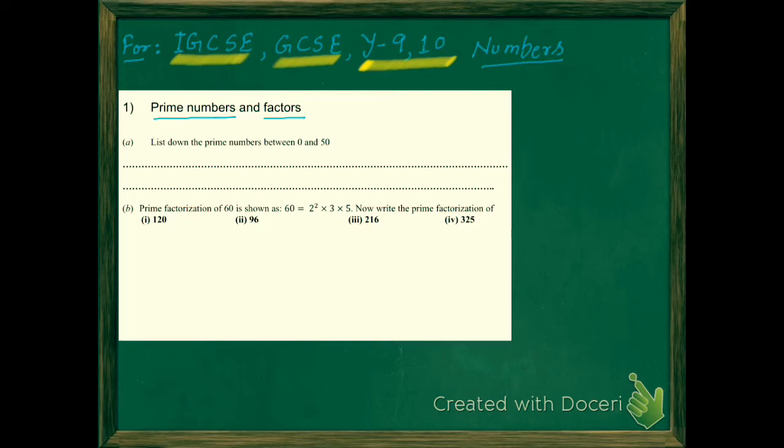So prime numbers, you have different numbers. For example, 1, 2, 3, 4, 5 and so on, but out of these there are some which are prime. So how to define prime numbers? The prime numbers are those which have exactly two factors.